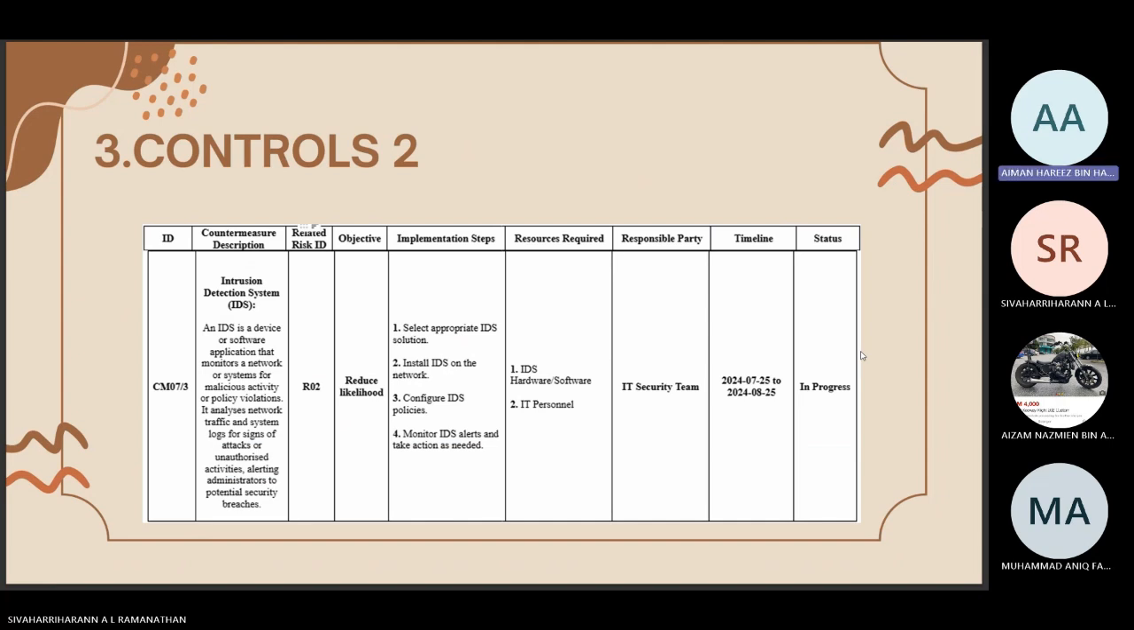CM07/3 focuses on implementing an IDS, intrusion detection system, to monitor network traffic and system logs for signs of attacks or unauthorized activities. This control addresses risks RO3 and RO2. The implementation steps include selecting an appropriate IDS solution, installing the IDS on the network, configuring IDS policies, and monitoring IDS alerts to take necessary actions.